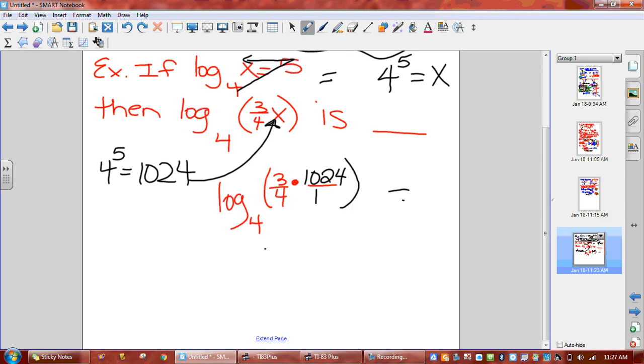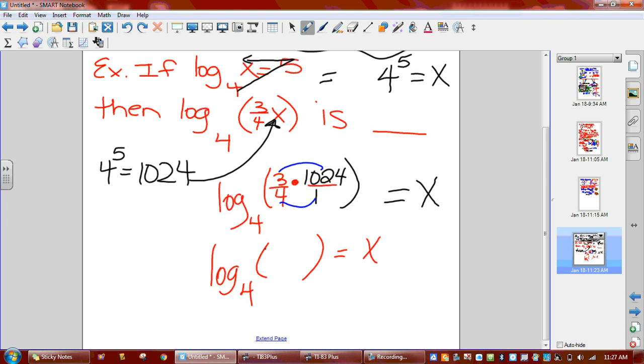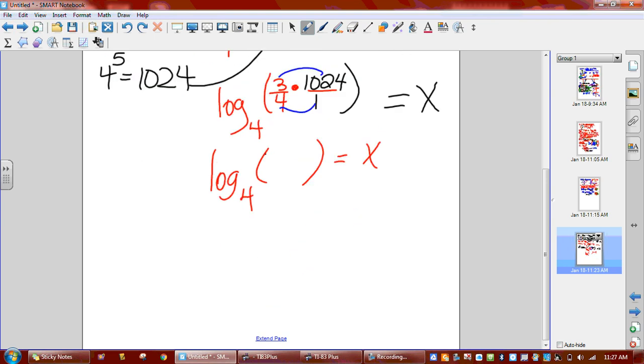And that's all now going to equal my answer x. So our next step, we multiply tops, we multiply bottoms, and then we take the answer at the top and divide by 4. So this is going to become log base 4 of 768. Did everybody get 768?